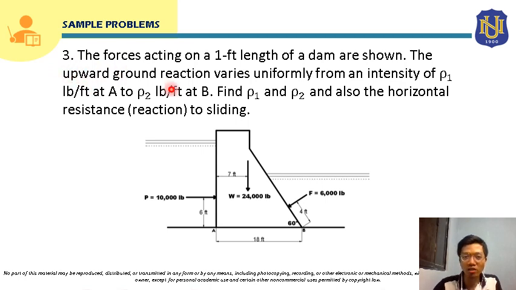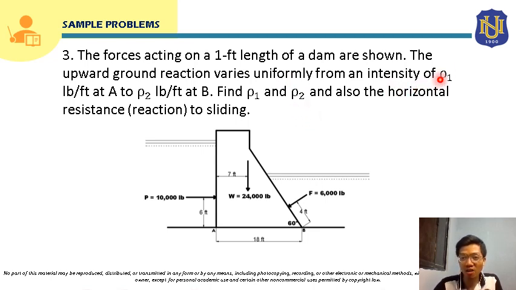And that upward ground reaction, as mentioned in this problem, varies uniformly. When you say that it varies uniformly, meaning to say, our reaction here is a trapezoidal reaction. Since the intensity here is from rho 1 to rho 2, this is not uniformly distributed. This is varying uniformly, so it can be either triangular or trapezoidal.